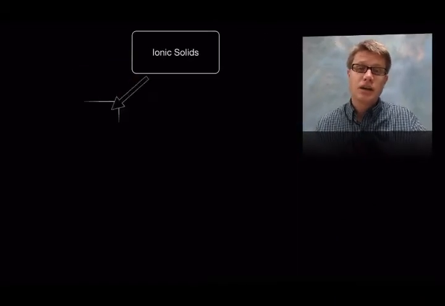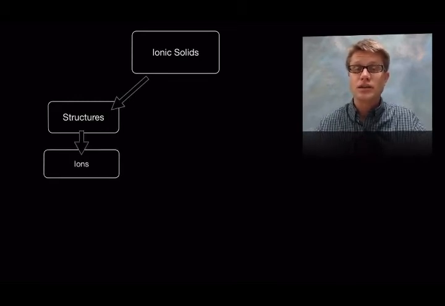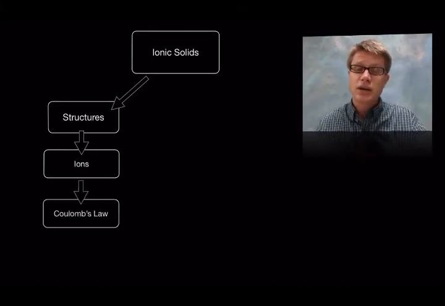And so ionic solids, remember, their structure is made up of ions, which are atoms that have either gained or lost electrons. They're either cations or anions. And so they're put together based on these almost static charges. And how big those static charges are is going to be based on Coulomb's law.